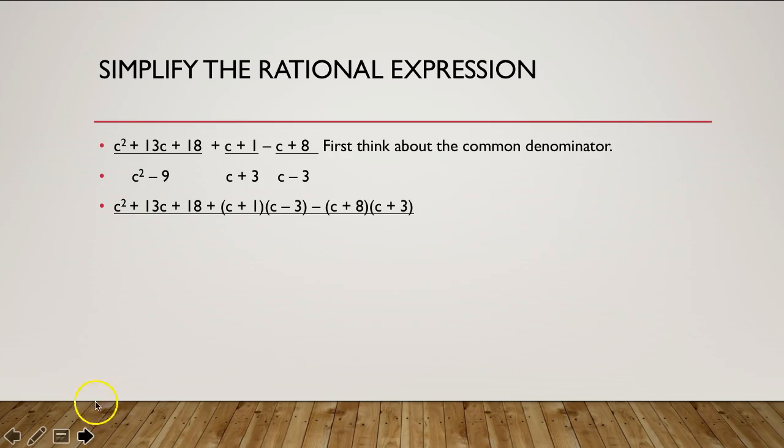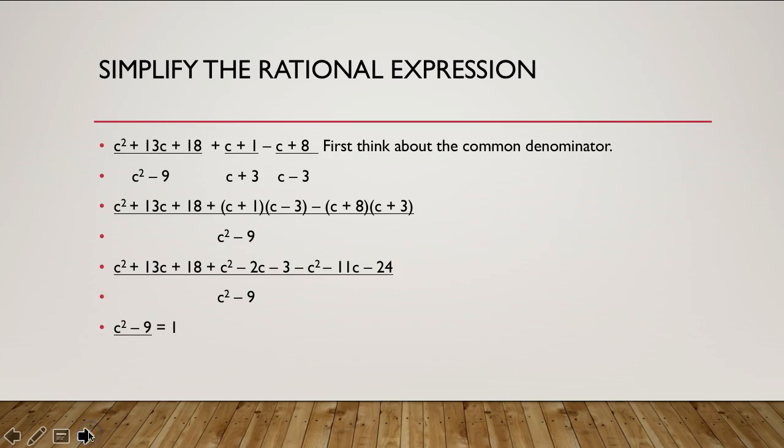so c squared minus 9 is your common denominator. That means I don't need to multiply this by anything, it's already there. This needs to get multiplied by the c minus 3, which is here, and this one needs to get multiplied by c plus 3, which is there. Then you just need to FOIL these out so that you get c squared minus 2c minus 3. FOIL these out and then distribute the negative sign through, which is how you get negative c squared minus 11c minus 24 all over c squared minus 9.